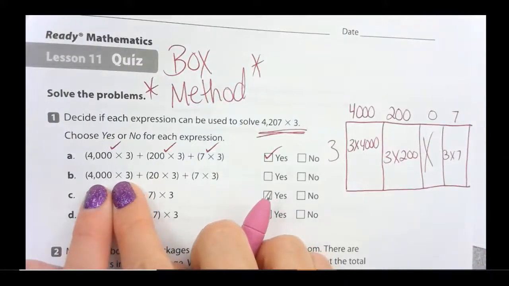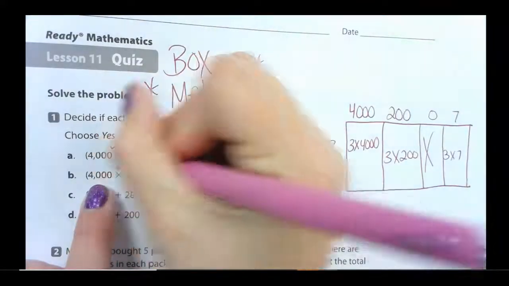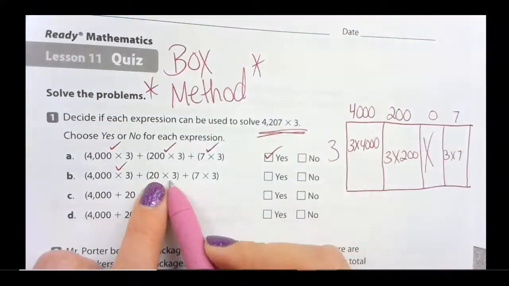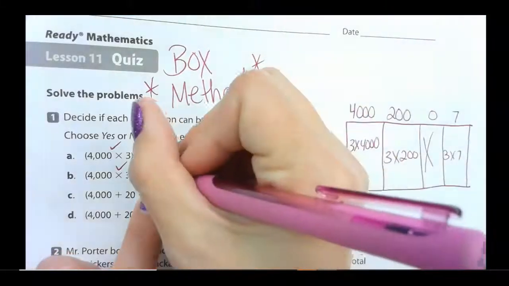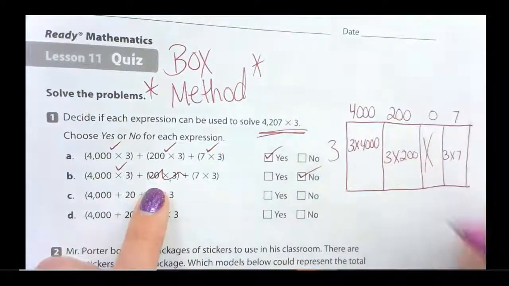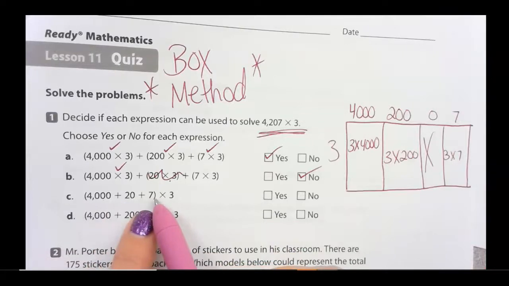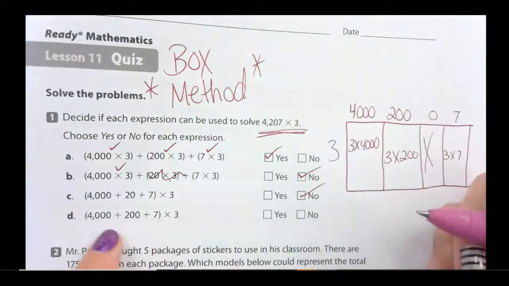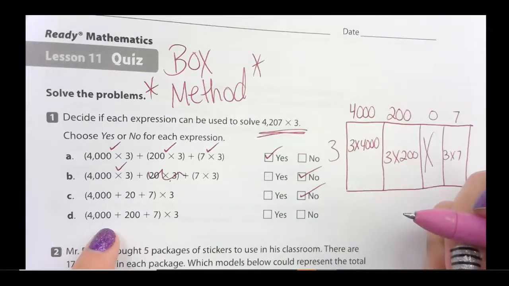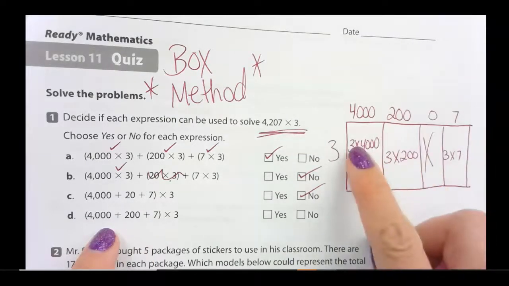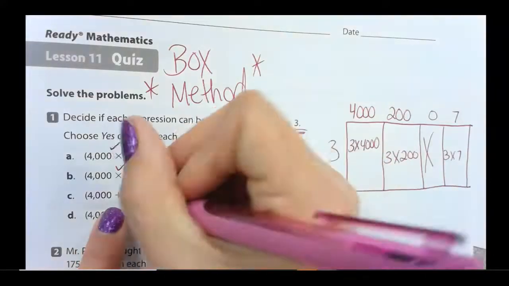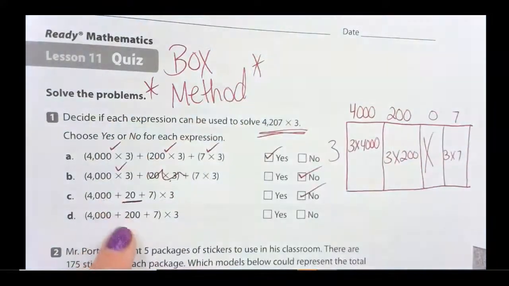Do we have 4,000 times 3? Yes. Do we have 20 times 3? No. So this one is false. This does not work. What about 4,000 plus 20 plus 7? Wait, that actually works because I have times 3 of that. No, because it's 20 instead. Oh. Yeah, good catch. You gotta look at all those digits.